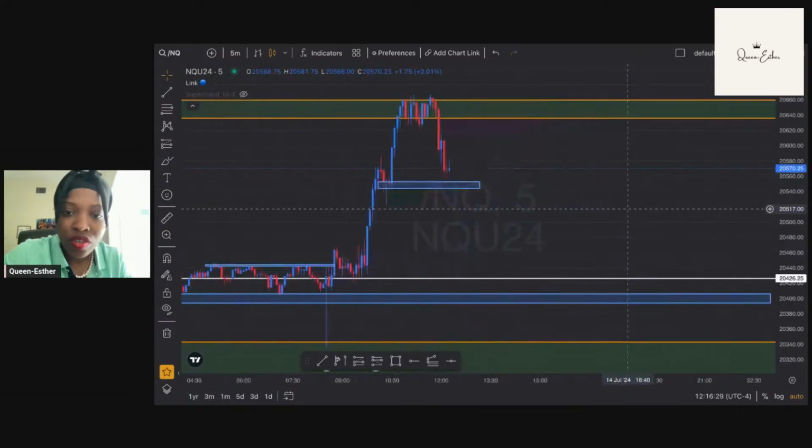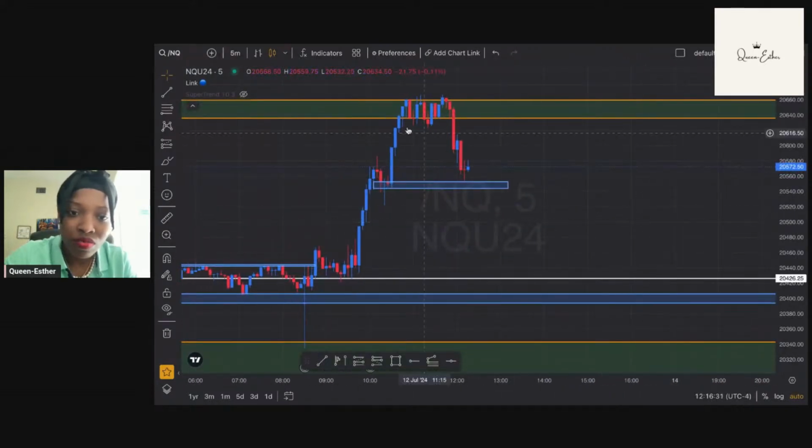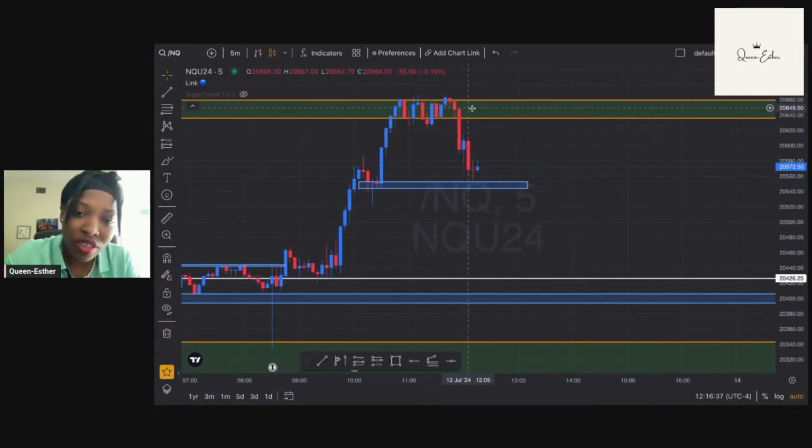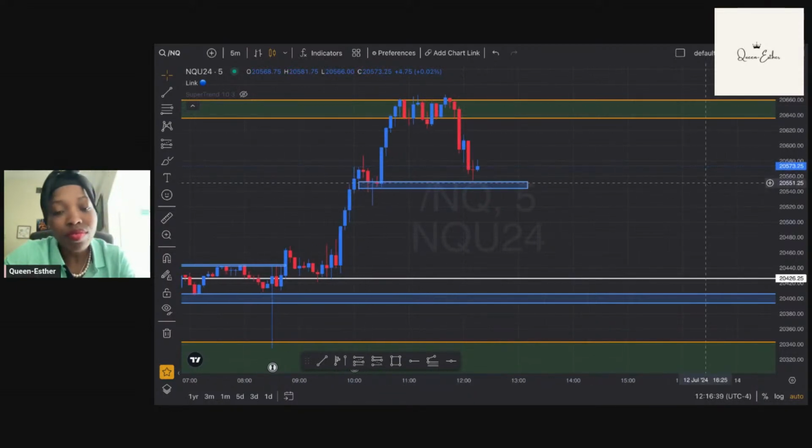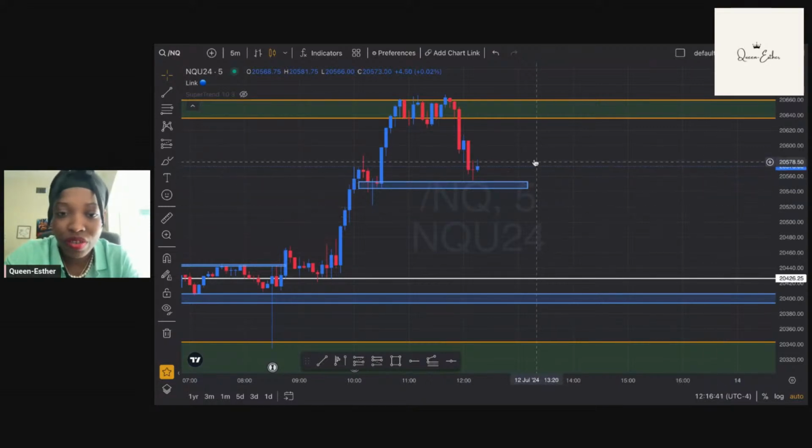Okay, so look at this pattern. This is a triple top if you see it right here. But if you're new to the market, you're not going to understand what I'm saying, right? This is why mentorship is very important. Imagine if I had a mentor.